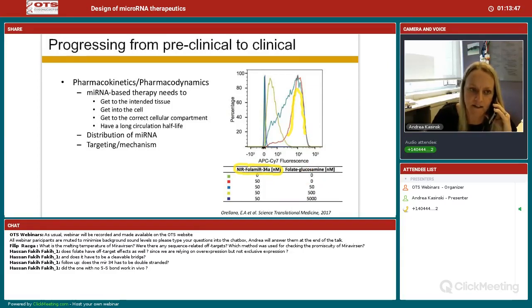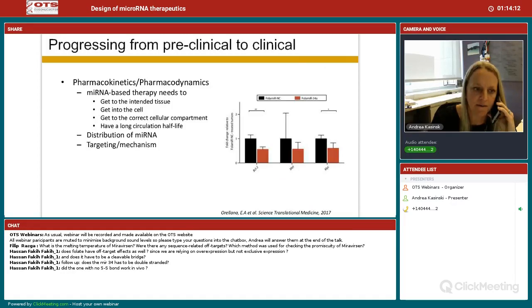But the question was, mechanistically, when we think about pharmacodynamics, was this happening through gymnosis, or was this happening through the folate receptor? And so through competition studies where we're competing with folate glucosamine, you can nicely see that we get a shift that slowly moves its way back to the control setting, arguing that we were mechanistically going up through the folate receptor.